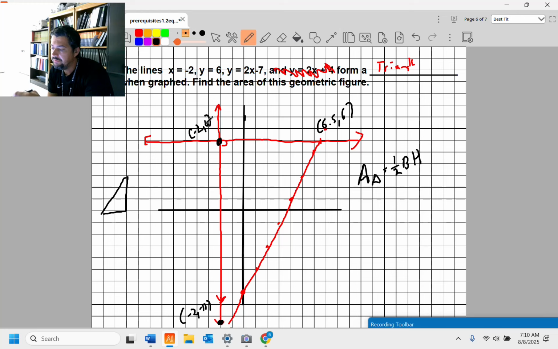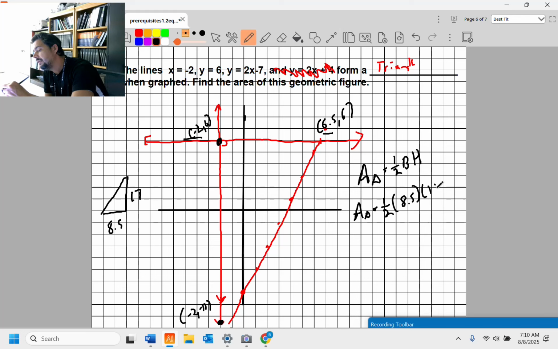Now, the difference between 6 and -11 is 17 units. So the triangle is 17 units tall. The difference between -2 and 6.5 is 8.5. So that is the base length. So the area of this triangle is 1/2 a base length of 8.5 times a height of 17.